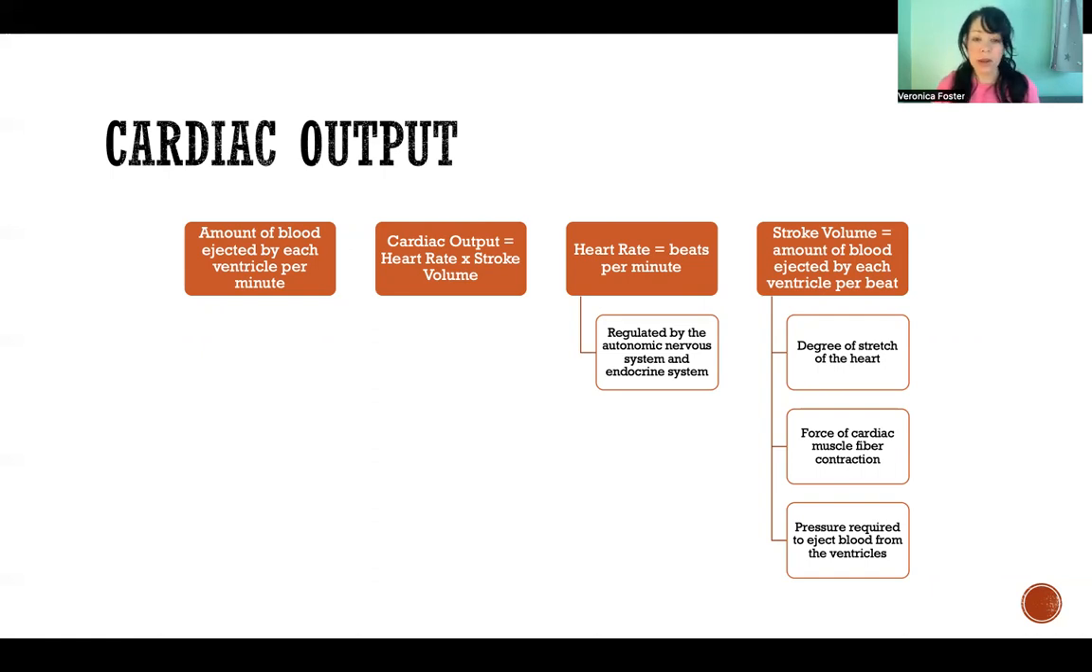So if heart rate or stroke volume or both increase, then our cardiac output increases, which causes blood pressure to increase. So if the total amount of blood that we are ejecting from the heart goes up, then so does blood pressure. If our total amount of blood that we're ejecting from the heart per minute goes down, so does blood pressure. So we have the nervous system and endocrine system regulating heart rate and stroke volume for that matter.